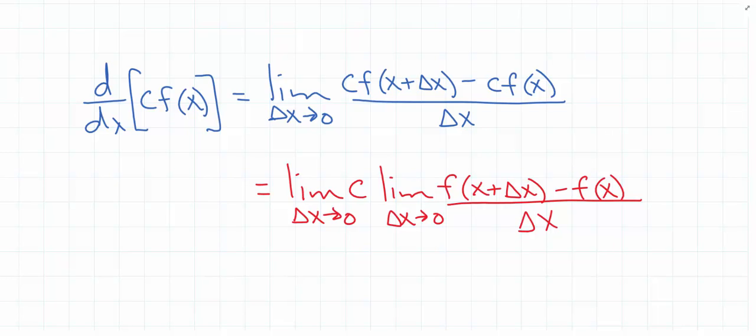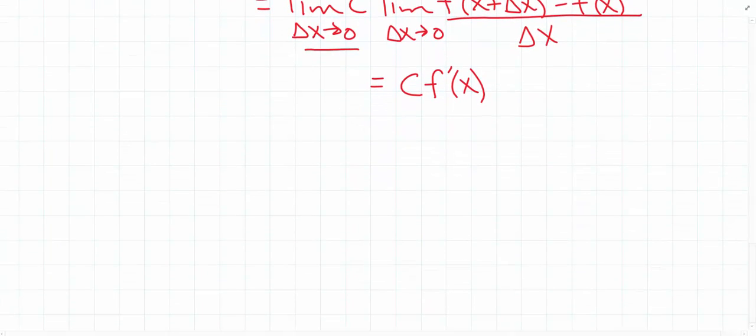Now, the limit as delta x goes to 0 of c, c doesn't care what delta x does. It's just itself. So this is really c times f prime of x. So what I'm saying is you can factor out a constant. You can differentiate your function, and then your constant is just along for the ride. So 5 times x squared, the derivative would be 5 times 2x. So we know that we can factor out constants.